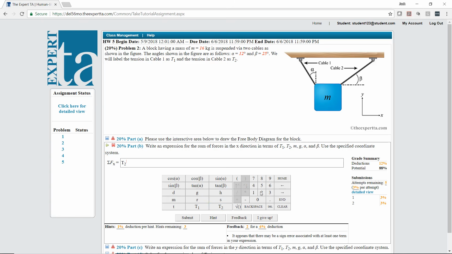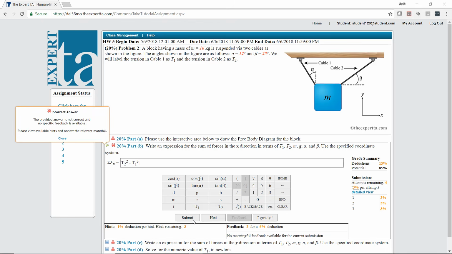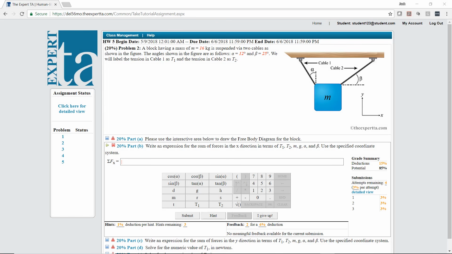For this question, T2 squared minus T1 cubed is really far from the correct answer. As you can see, we indicate that no specific feedback is available, and you can see that the feedback button is disabled. Here we recommend accessing available hints and relevant material. A visit to office hours or an email to the TA or instructor could be helpful. Again, if we do say we have feedback, it means it is probably pretty helpful.